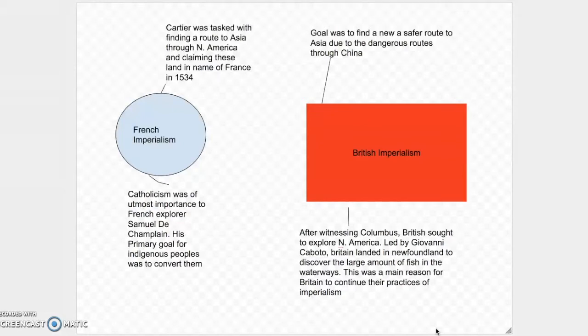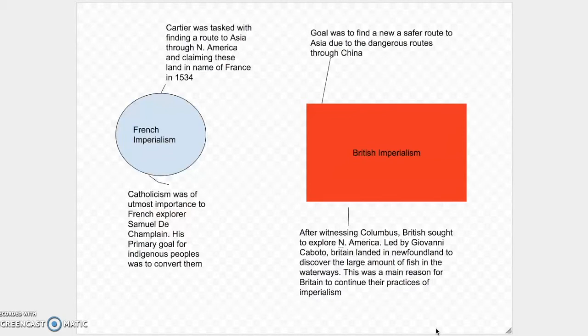For Samuel de Champlain, Catholicism was of utmost importance. His primary goal for Indigenous people was to convert them to this faith. For the French, it was more so just exploring and claiming these lands in a religiously fueled kind of pathway.